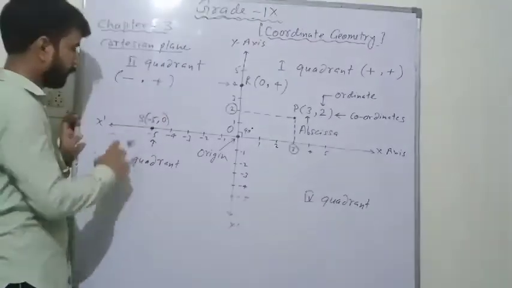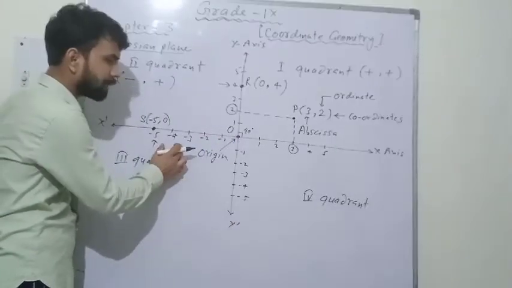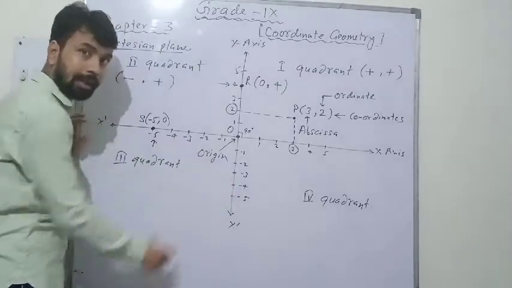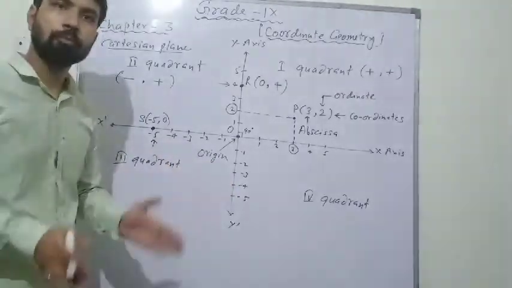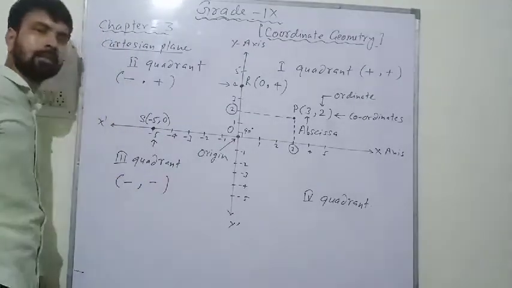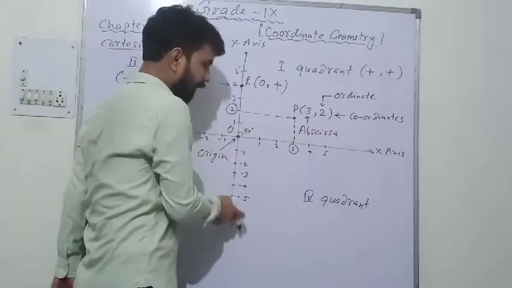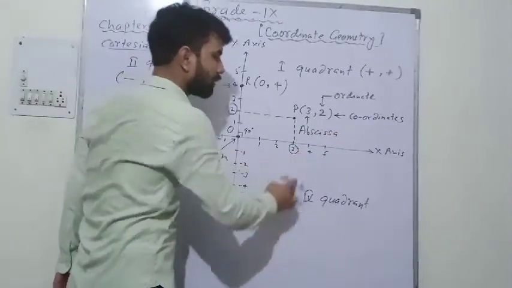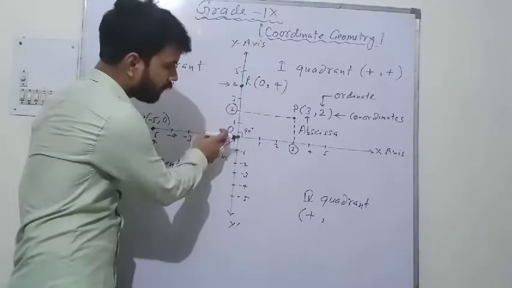In the third quadrant, the x-axis is this and the y-axis is this. So here x is negative, y is also negative. That means in the third quadrant, abscissa and ordinate both are negative. Minus and minus. In the fourth quadrant, the x-axis is this and the y-axis is this. So here x is positive, meaning the abscissa is positive and the ordinate is negative.